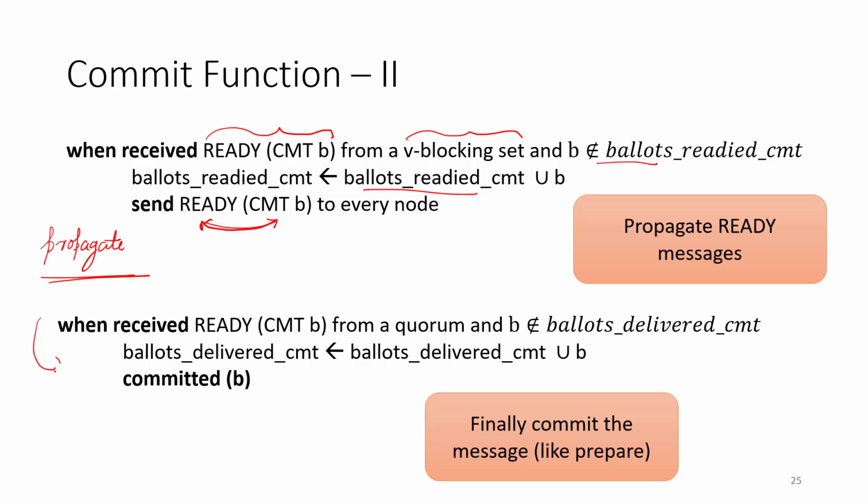And this part is again the same. We have seen it. In this case, we deliver the commit message when we get the ready message from a quorum and B is not a part of ballots delivered commit. So in this case, we add the ballot to ballots delivered commit, and we commit the message. And what we do is that we finally deliver it. It's the end of the two-phase protocol. So we commit the message the same way we did for prepare.